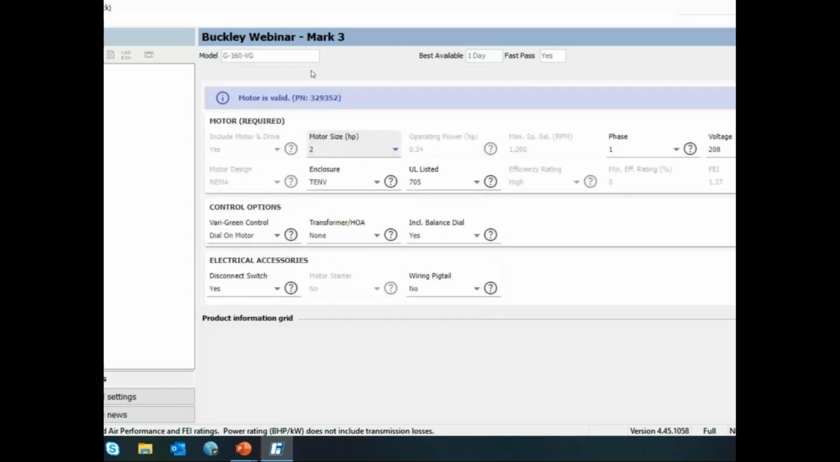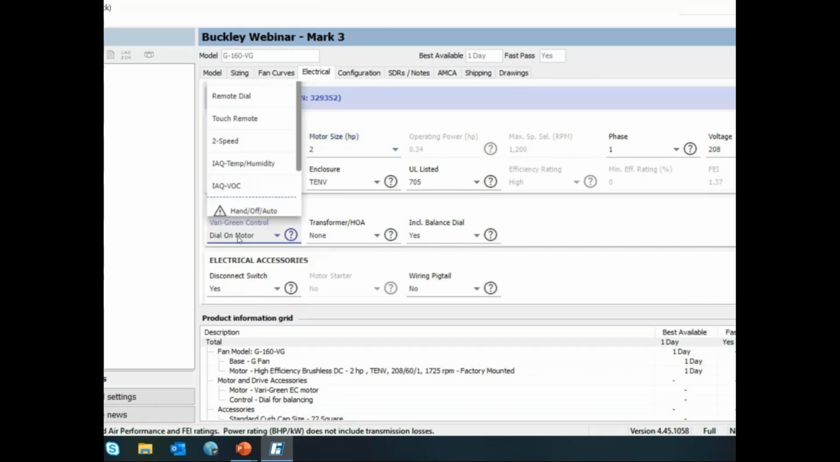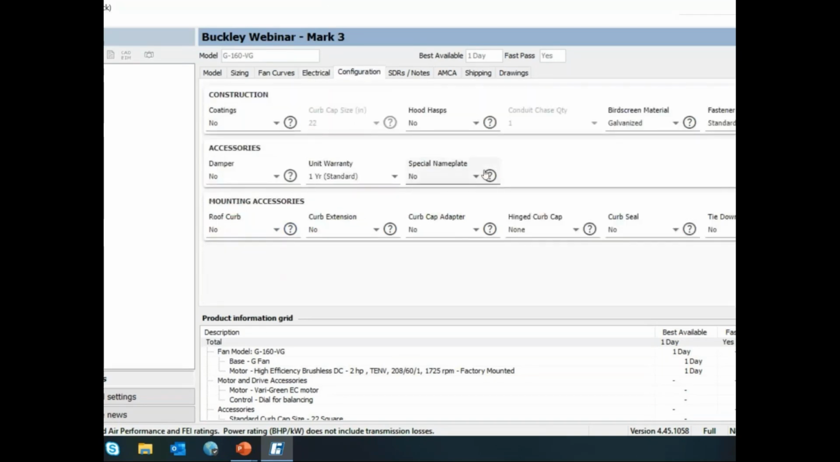And from here, the nth degree of, I want a NEMA 4X disconnect that is fused. I want these really different, really cool, very green controls. This is the power I have. I mean, there are so many things that can customize a fan specifically for your applications.